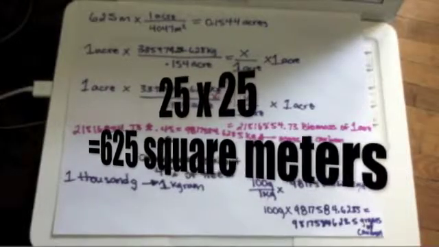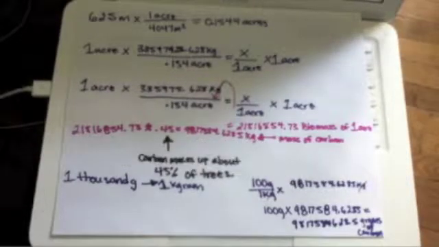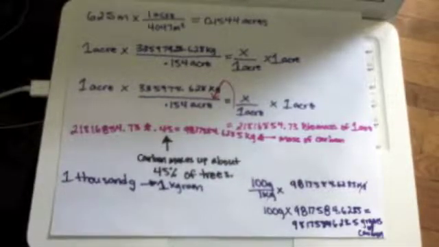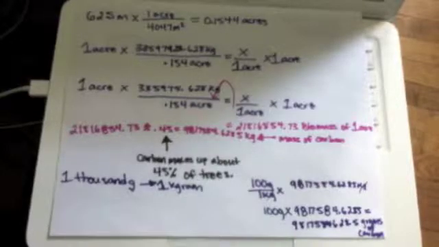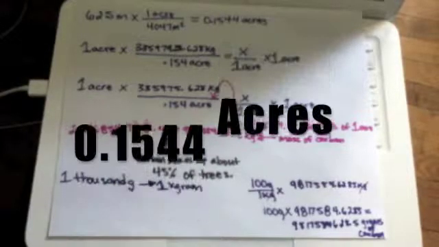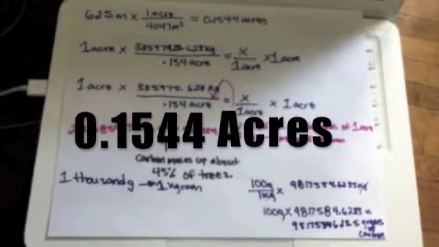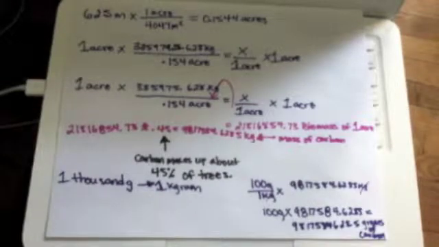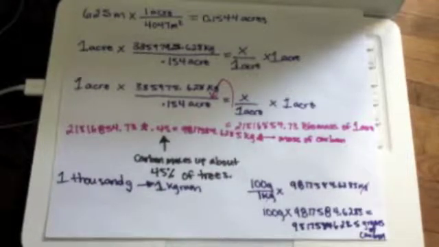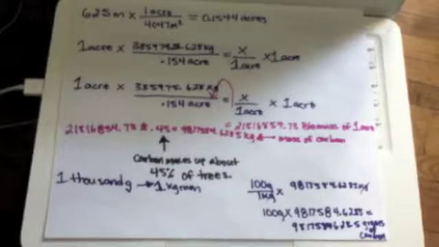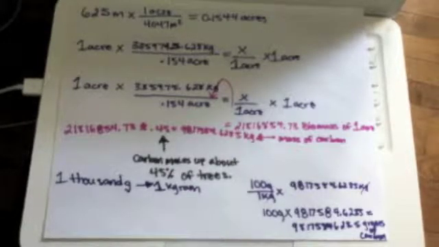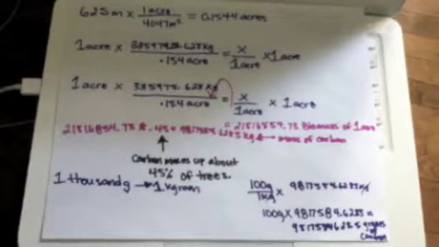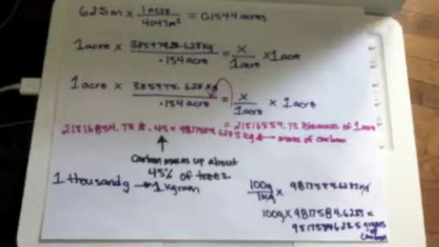25 times 25 equals 625 square meters. So I used 625 meters squared times 1 acre divided by 4047 meters squared. That equals 0.1544 acres. Then I did 1 acre times the biomass of all the trees added up in kilograms, divided by 0.1544 acre equals x divided by 1. We're trying to figure out x.